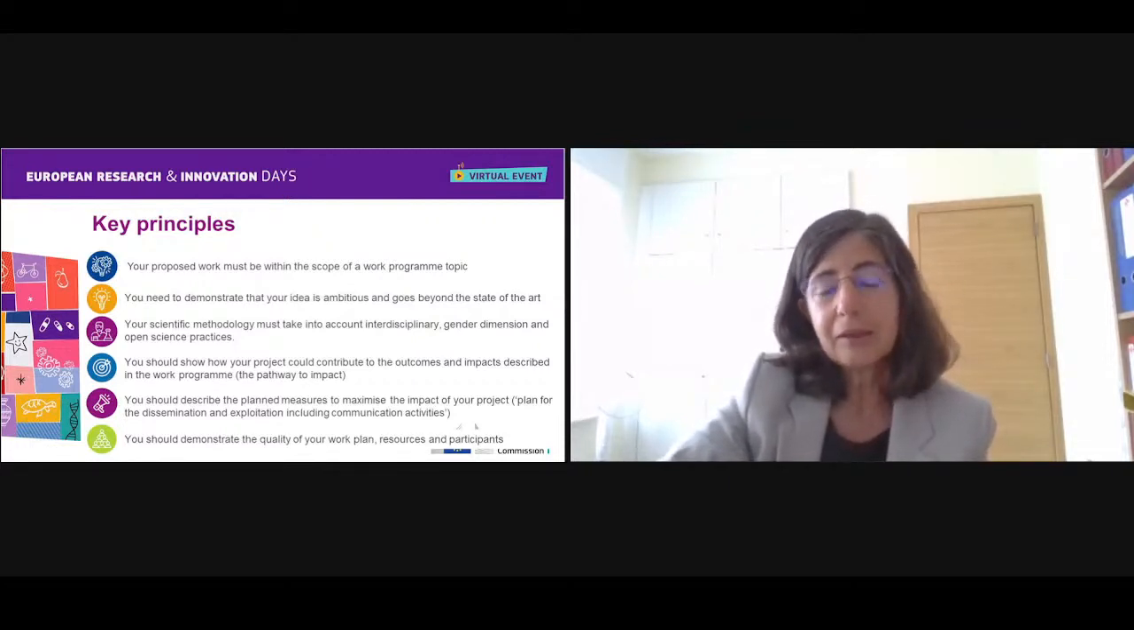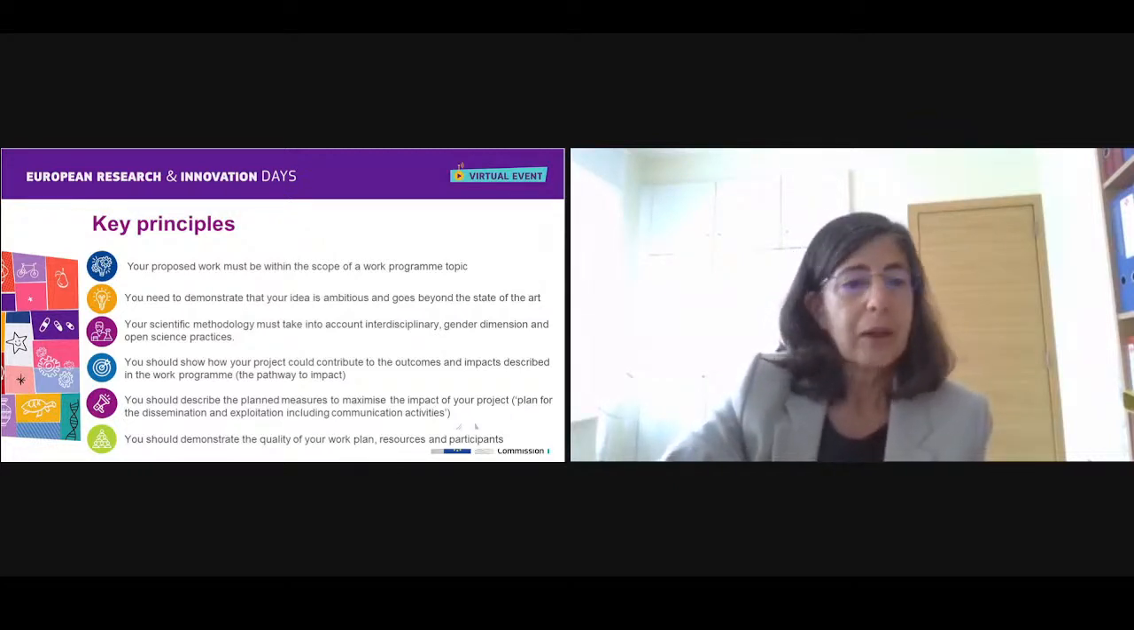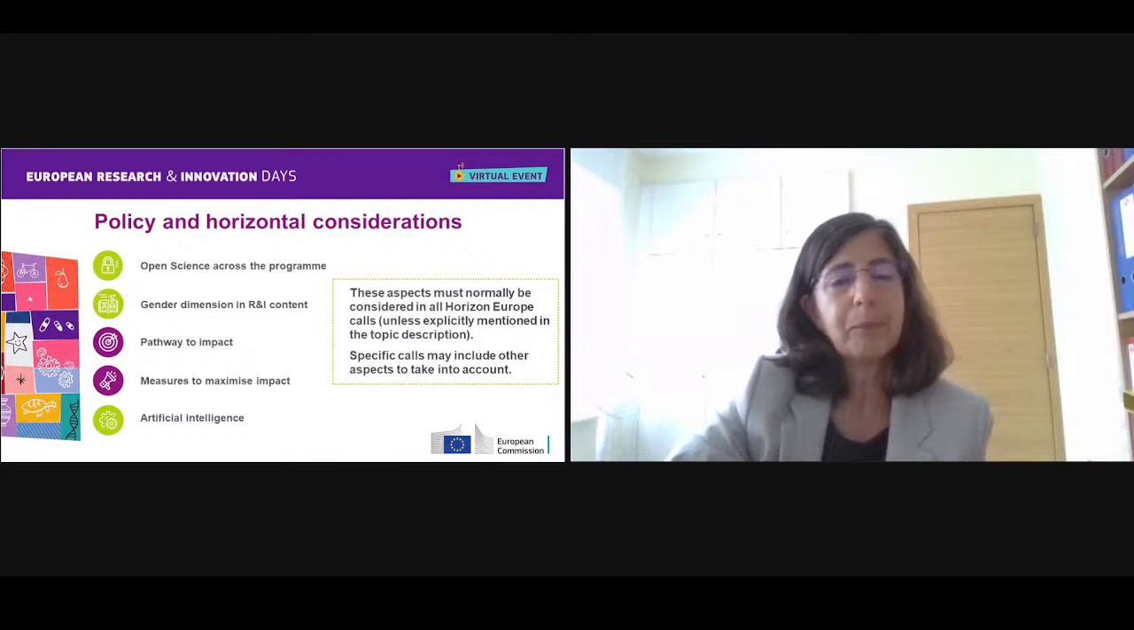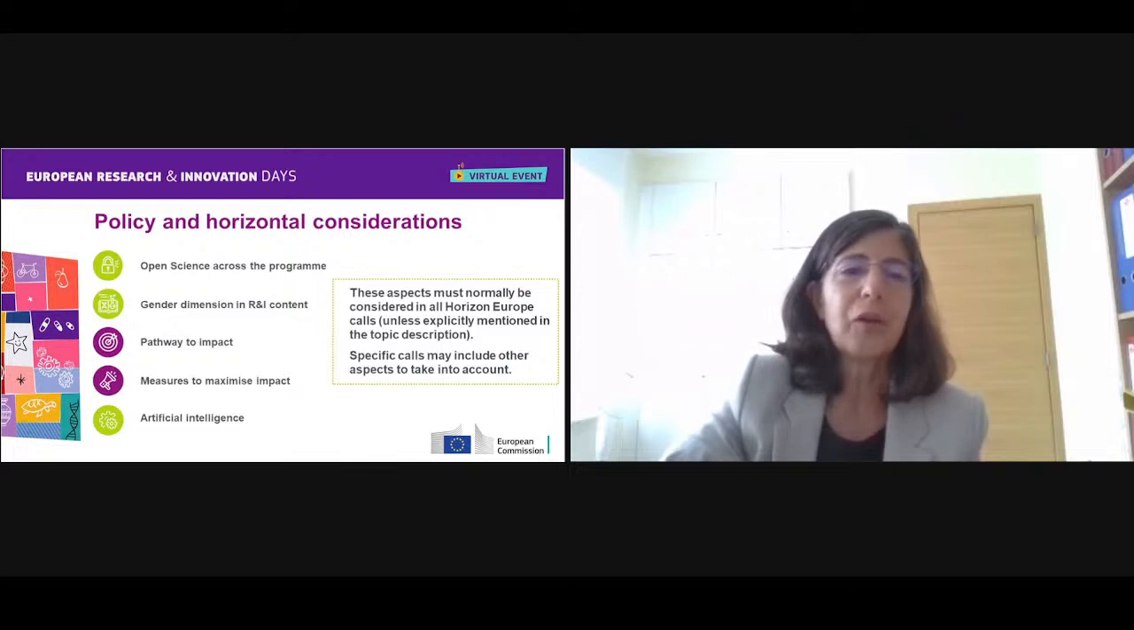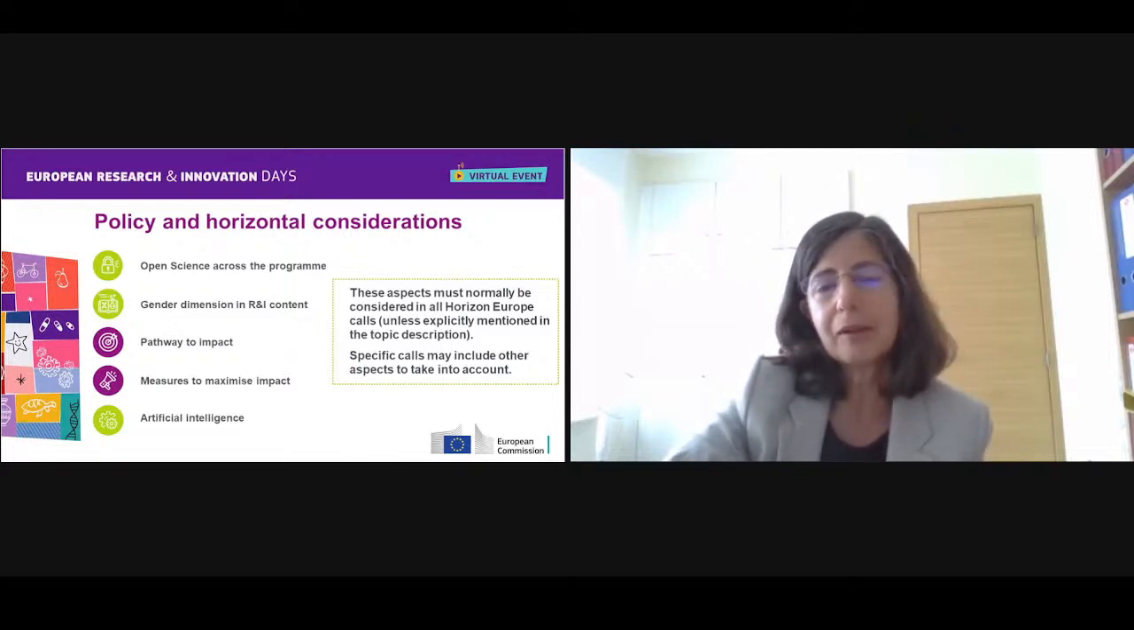And then finally, and this is related to the third evaluation criteria, you should demonstrate the quality of your work plan, the resources, and the quality of the participants. So these are the key principles that you always need to take into account. And in addition, in most of our calls, we also consider policy aspects or horizontal aspects that you must take into account as part of one of the evaluation criteria.